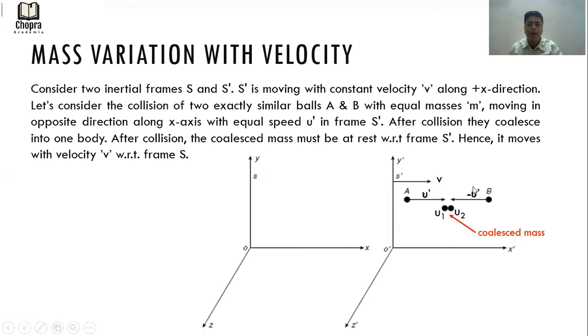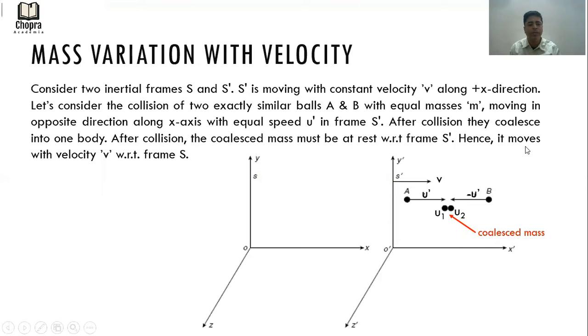After collision, they coalesce into one body, they combine into one body. After collision, the coalesced mass must be at rest with respect to frame S dash. So after collision, the mass seems to be at rest with respect to the frame S dash. Hence, it moves with velocity v with respect to frame S.